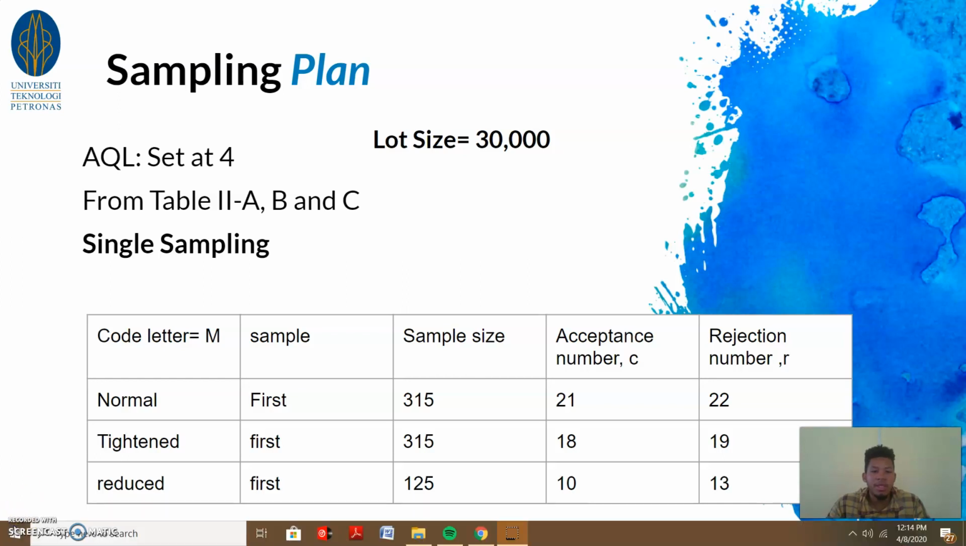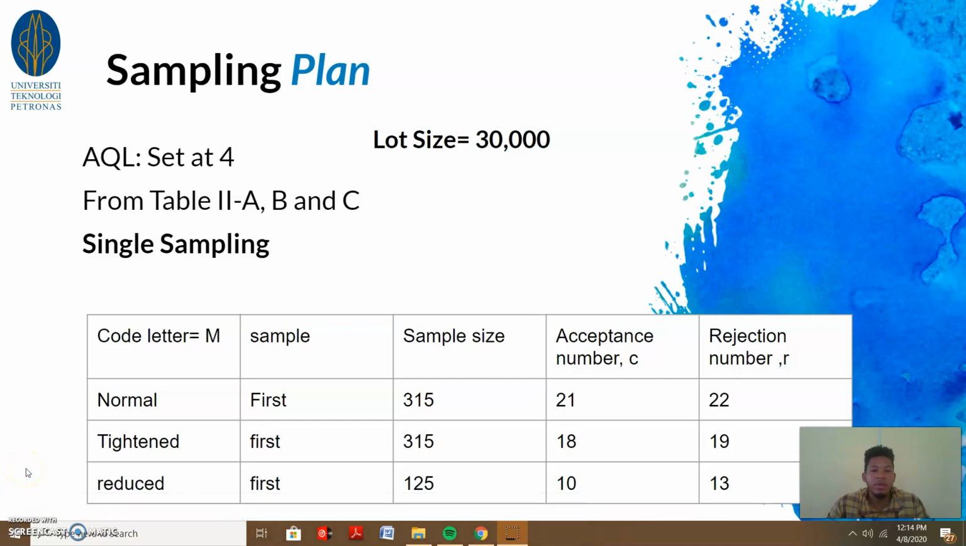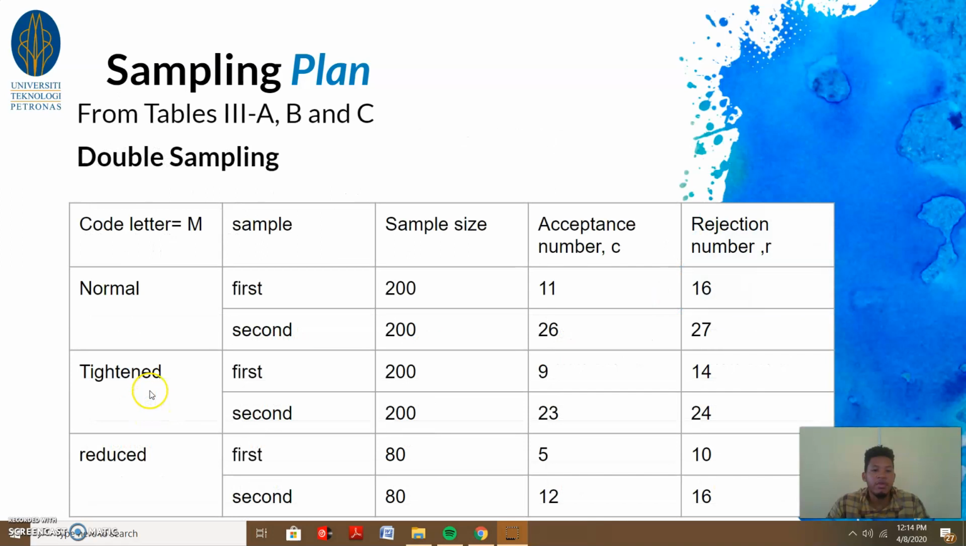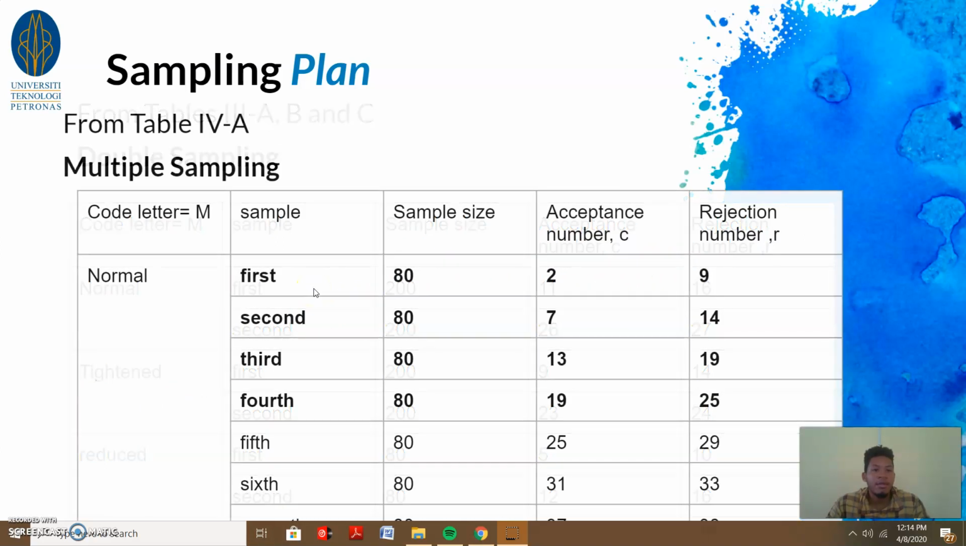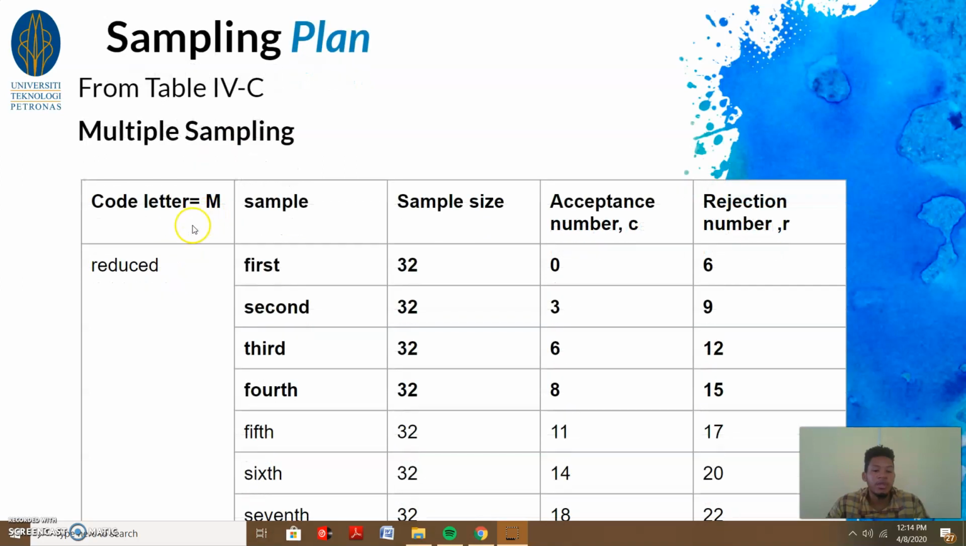So, according to our lot size, our code letter was found to be M, and with the aid of tables 2A, 2B, and 2C, we were able to find the sample sizes, acceptance number, and rejection number for 3 different levels of inspection: normal inspection, tightened inspection, and reduced inspection. For double sampling, we have used tables 3A, B, and C, and these are the sample sizes and acceptance and rejection numbers. And for multiple sampling, we've used table 4A for normal inspection, table 4B for tightened inspection, and table 4C for reduced inspection.